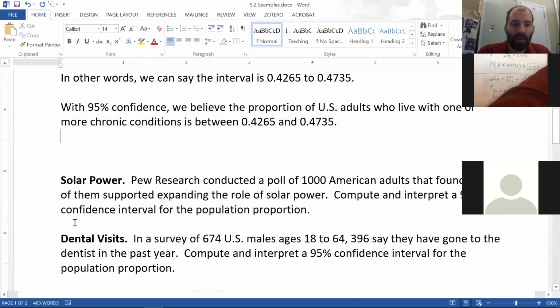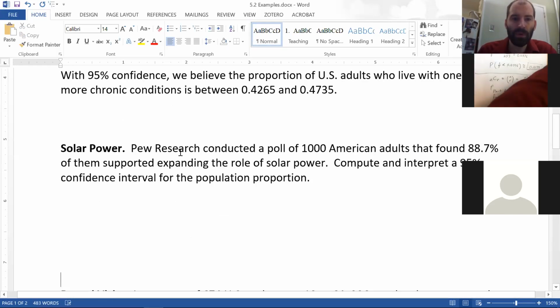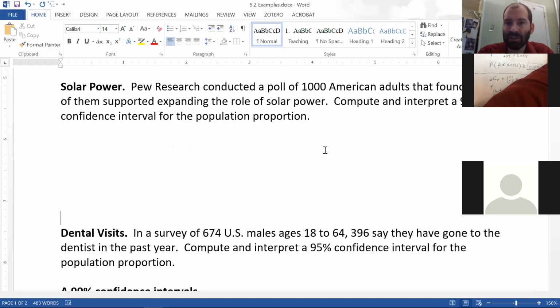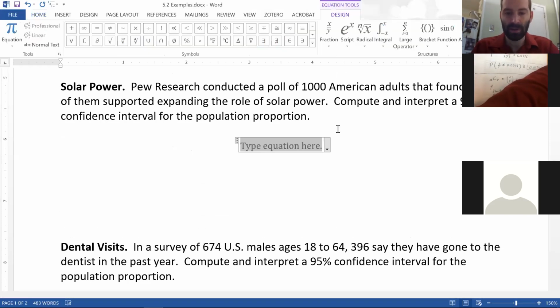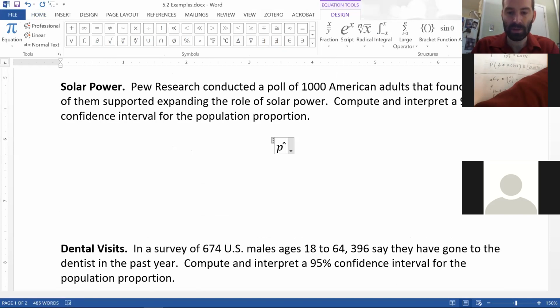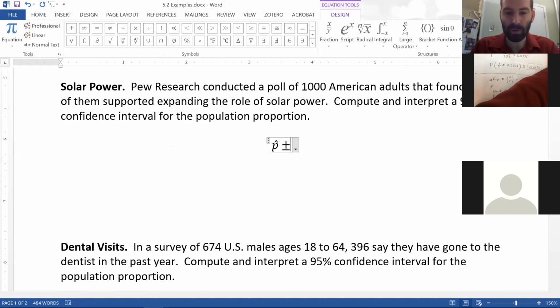Okay, let's do another one here. Let's do this next one. Pew Research conducted a poll of 1,000 American adults and found that 88.7% of them supported expanding the role of solar power. Compute and interpret a 95% confidence interval for the population proportion. Okay, well, we know our formula. It's going to be p hat plus or minus 1.96 times the standard error.